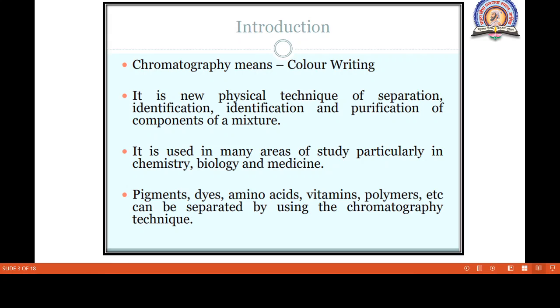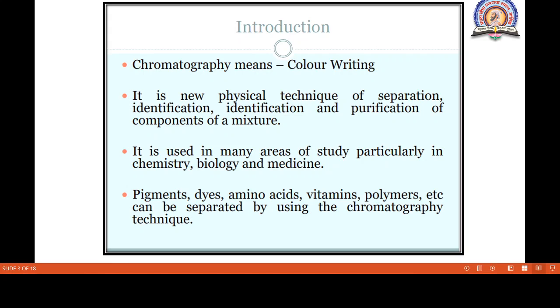Suppose student, we consider the example here. I have a mixture in which A, B, C components are there. The separation of this A, B and C is nothing but the separation. And after separation, we identify which of these compounds, that is nothing but the identification. And after identification, we purify those compounds from the mixture. So simply, chromatography is a physical technique of separation, identification and purification of components of a mixture.